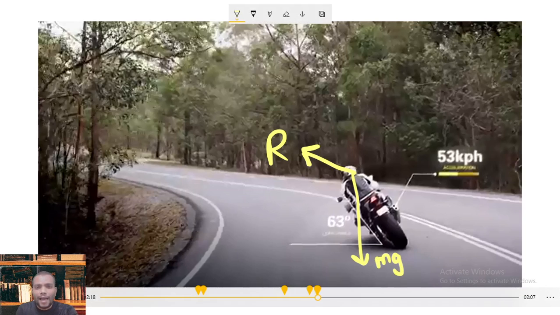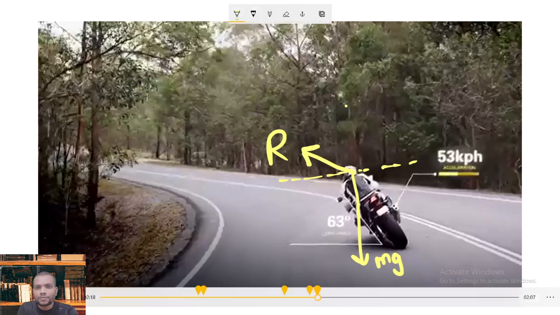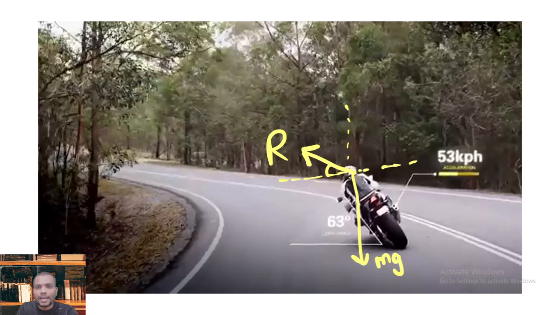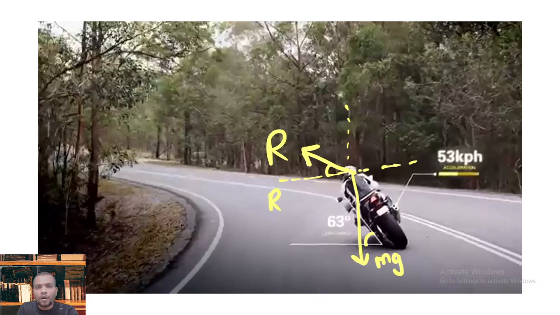Now it depends upon the angle. Now we have to resolve the normal reaction force into components. Suppose this makes an angle theta. If the bike is making an angle theta here, this component becomes the R cos theta component, and this component becomes the R sin theta component.